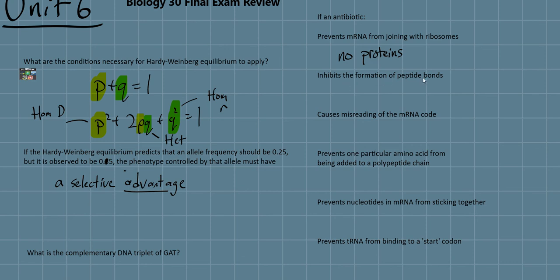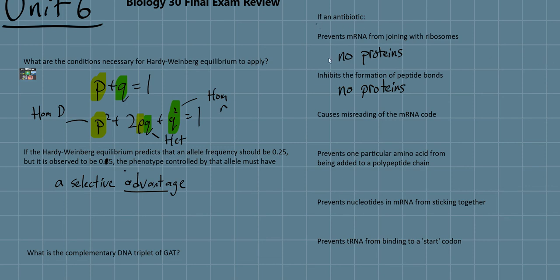If it inhibits the formation of peptide bonds, again, the whole point is to join one amino acid to another amino acid to another amino acid to another until we get a big polypeptide chain that we can fold up into a protein. And if we can't make those bonds, then we just have a whole bunch of loose amino acids floating around, and that doesn't help anybody.